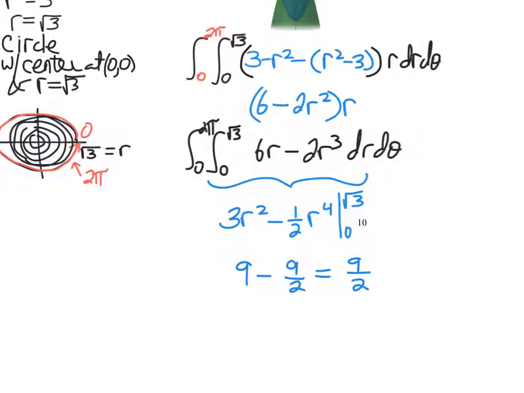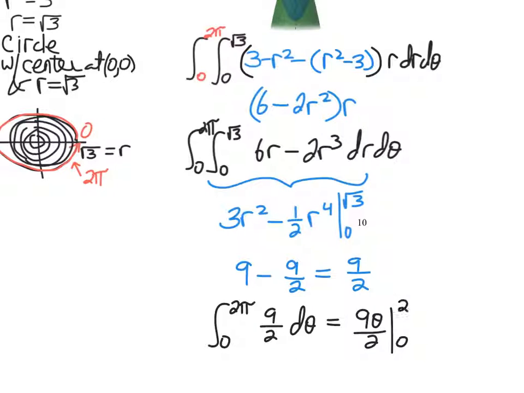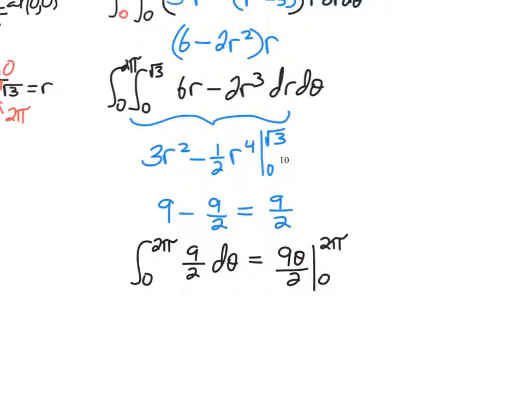And so I'll integrate that over the interval of 0 to 2 pi, d theta. So we're looking at 9 theta over 2 on the interval of 0 to 2 pi. So it's equal to 9 pi.